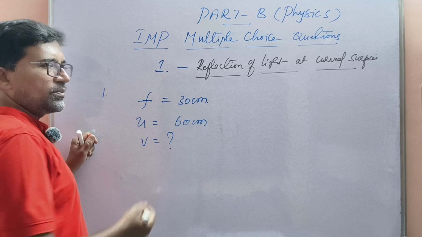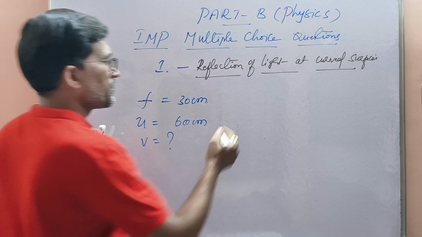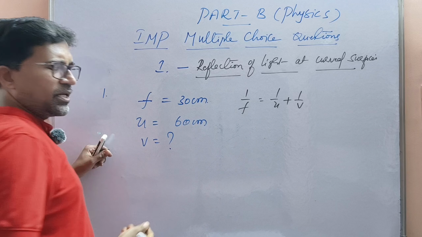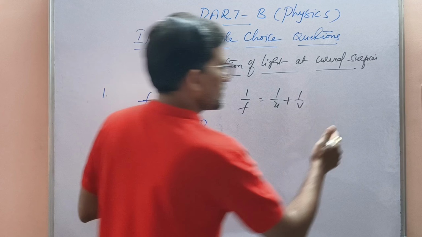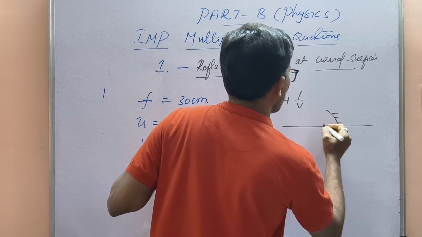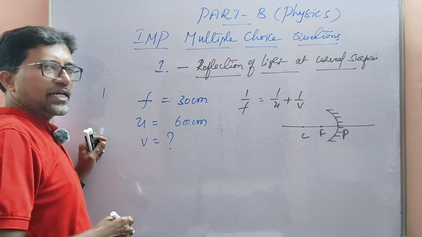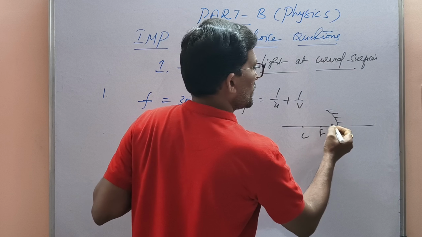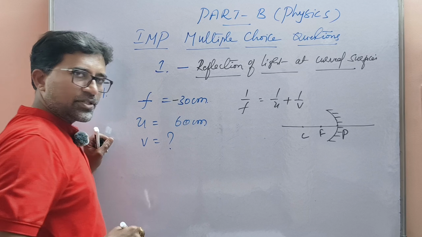Before solving the problem, you should first know which formula you have to use. You have to use the mirror formula: 1 by f is equal to 1 by u plus 1 by v, or 1 by f is equal to 1 by v plus 1 by u. So he has given the focal length. This is a concave mirror, here is the pole, here is the focus, and here is the center of curvature. If you apply the sign conventions, the focal length for this concave mirror is taken as negative. That is, f should take a minus value according to sign conventions.